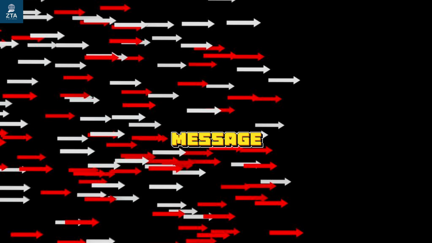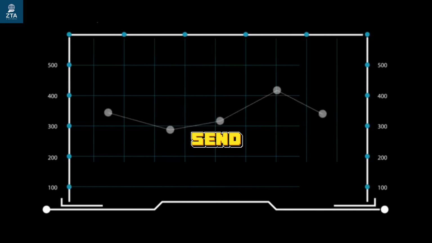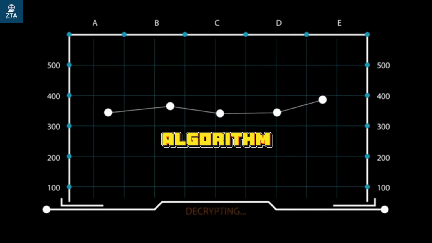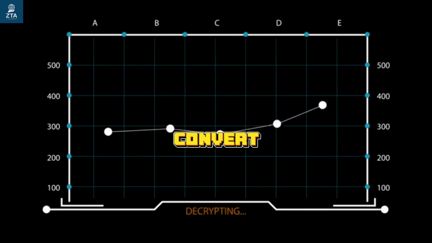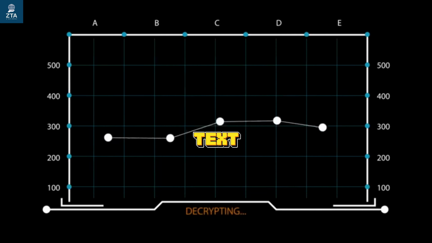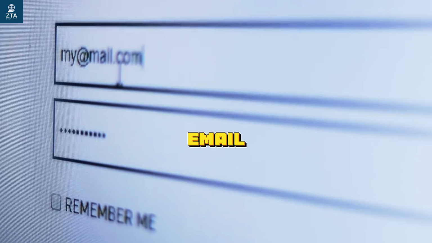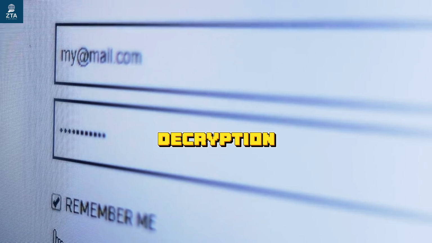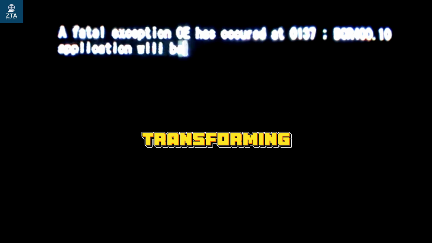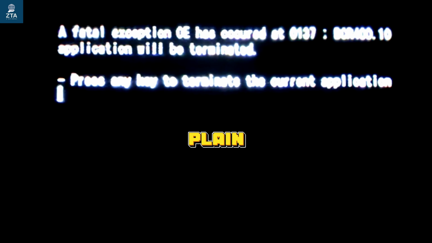To illustrate with a real-life example, imagine sending a confidential email. When you type your message, plaintext, and send it, an encryption algorithm uses your encryption key to convert the readable message into ciphertext. This encrypted message travels across the internet and, upon reaching the recipient's email server, the recipient uses their decryption key to run the decryption algorithm, transforming the ciphertext back into readable plaintext.